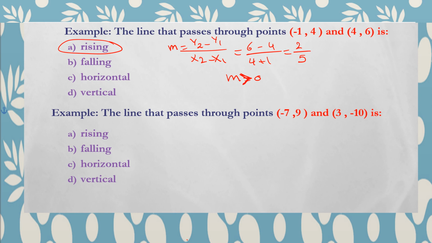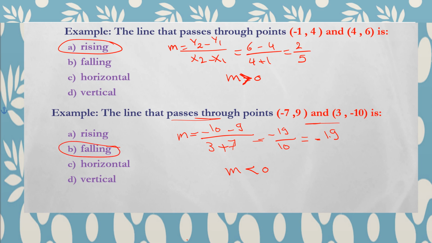Again, the line that passes through the points is, first let's get m, which is minus 10 minus 9 over 3 plus 7, minus 19 over 10 equals minus 1.9, and this is less than 0, so the line is falling.